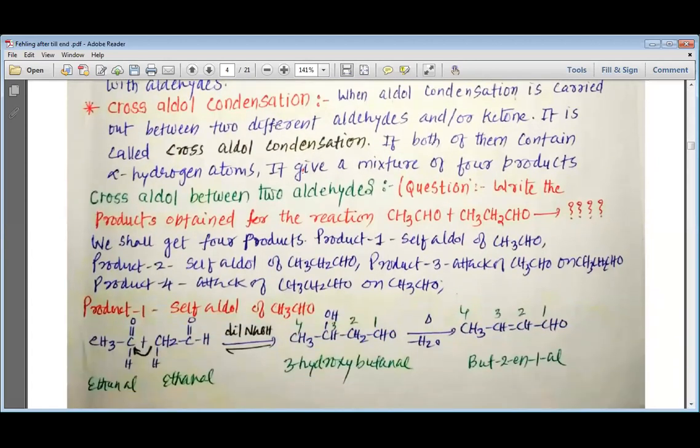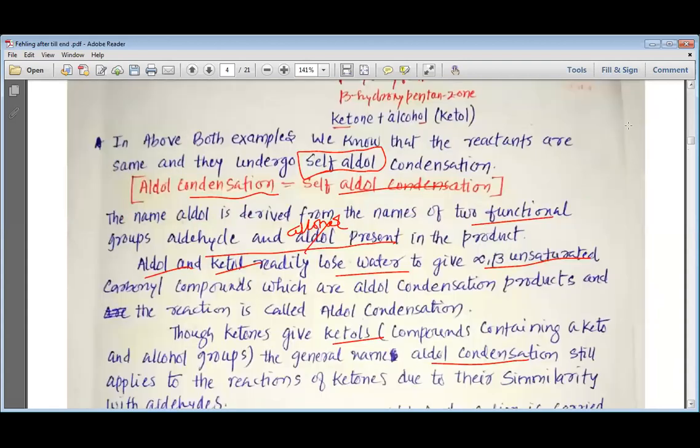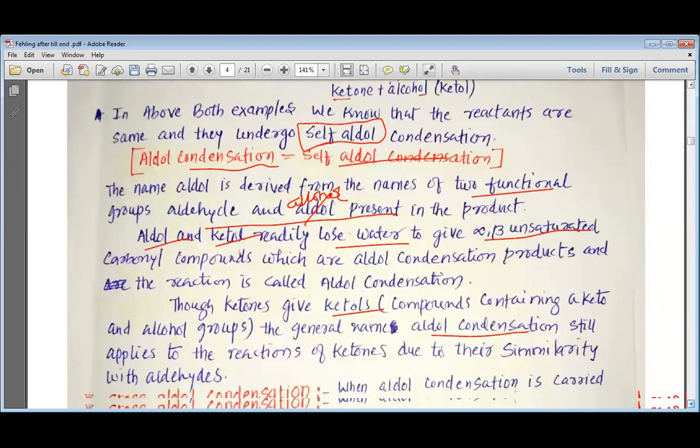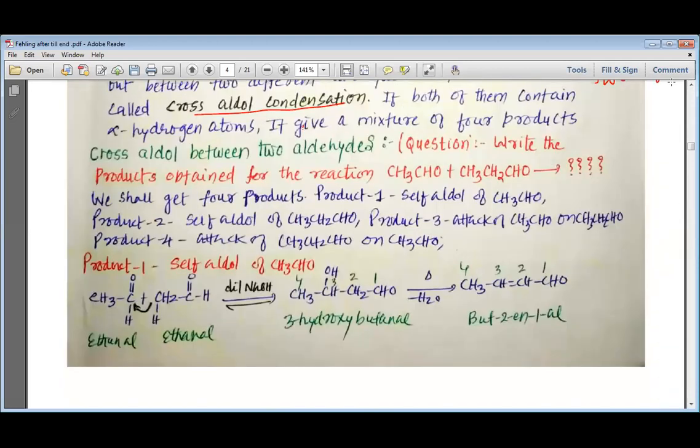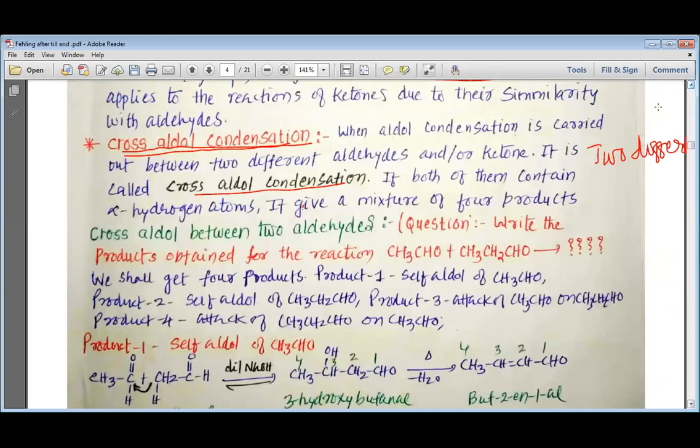Now, my dear students, we want to study the cross aldol condensation. The cross aldol condensation is the kind of reaction that takes place between two different compounds. So if an aldol reaction takes place between two different compounds, we call such an aldol condensation a cross aldol condensation. In the last period we even studied the cross aldol condensation between propanal and ethanal. Let us revise it well.